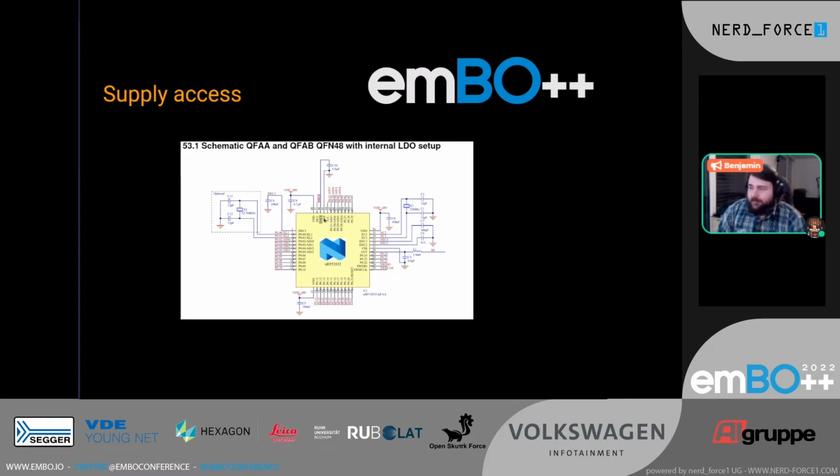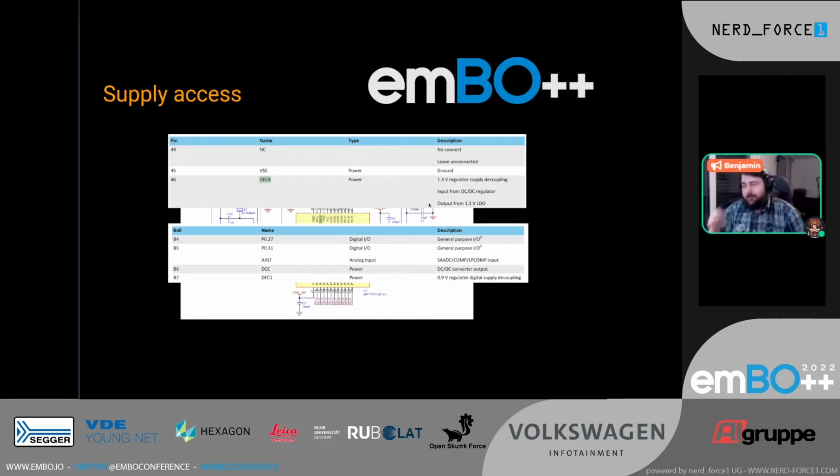It also connects to VSS, which is a ground connection if you look it up. So between these two, we look up their functions. DEC 4 is a 1.3 volt regulator supply decoupling. Yay, it's a decoupling capacitor of an internal voltage. And DEC 1, same thing, it's a 0.9 volt regulator digital supply decoupling. Which one you choose? Well, you can just try both. In our case, DEC 4 is what we want to target.